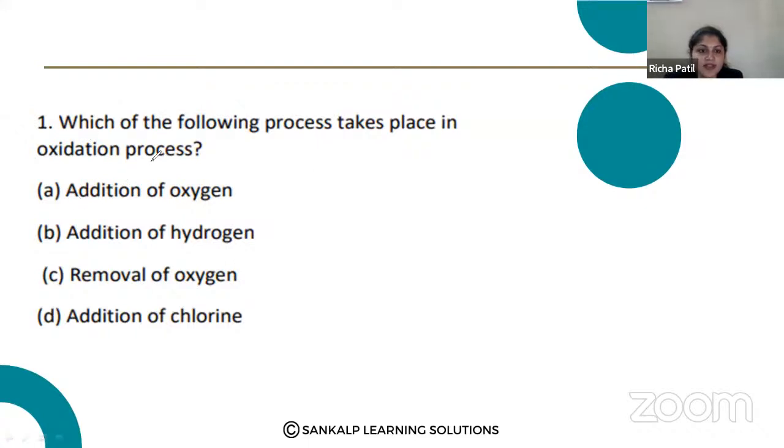Addition of oxygen is oxidation. Addition of hydrogen is reduction. Removal of oxygen is reduction. Addition of chlorine is also reduction. So this is the correct answer.